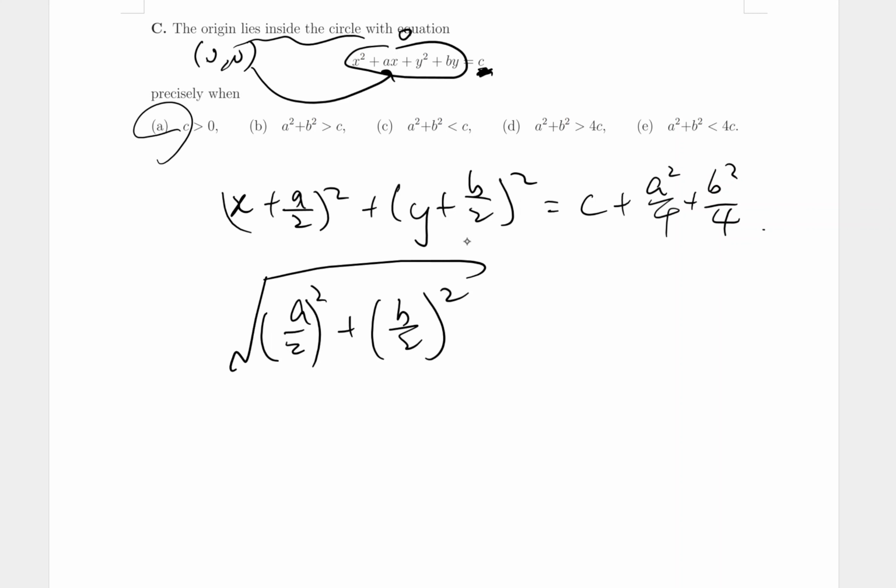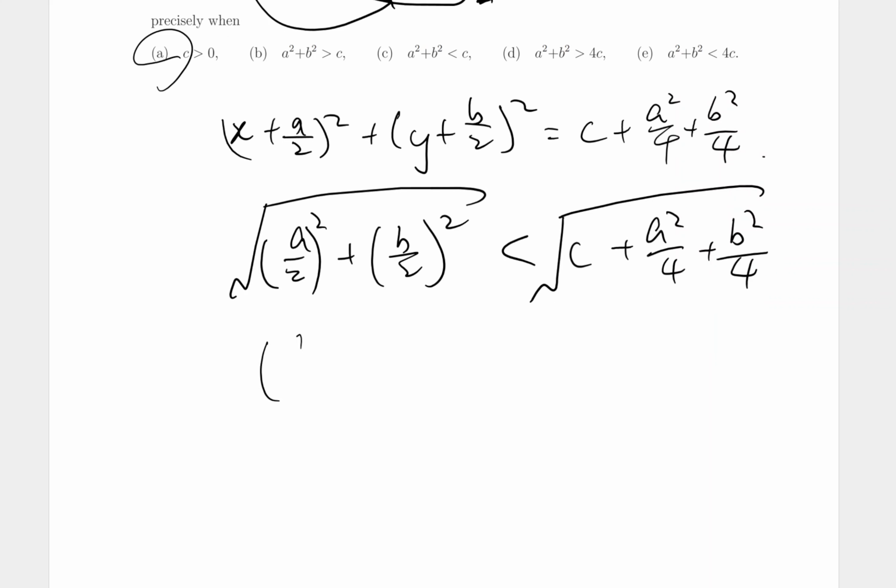And I need the radius to be larger than the distance from the origin, because if the radius is larger than the distance, then the point has to lie inside. You get the idea. So here, square both sides, because they're both positive since they're distances, so you can square both sides.